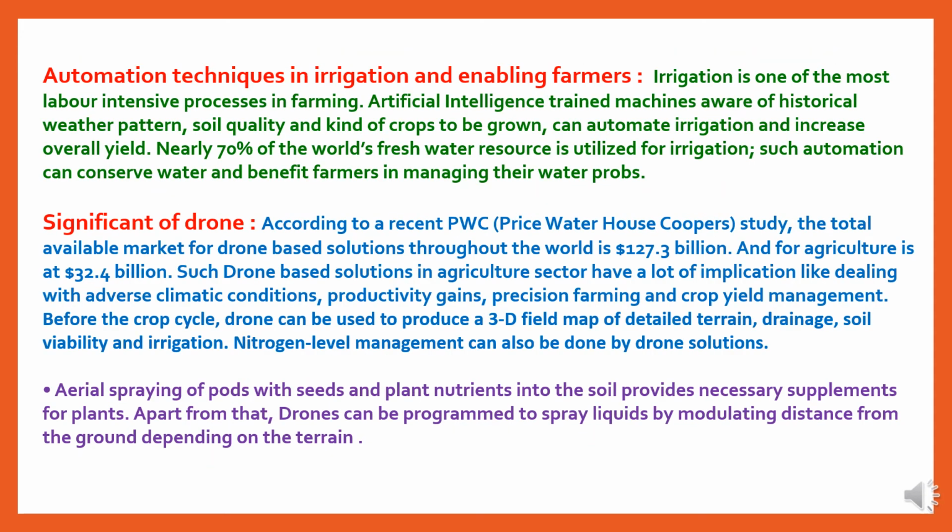Use of automation techniques in irrigation and enabling farmers. Irrigation is one of the most labor-intensive processes in farming. Artificial intelligence trained machines aware of historical weather patterns, soil quality and kind of crops to be grown can automate irrigation and increase overall yield. Nearly 70% of the world's freshwater resources are utilized for irrigation. Such automation can conserve water and benefit farmers in managing their water problems.